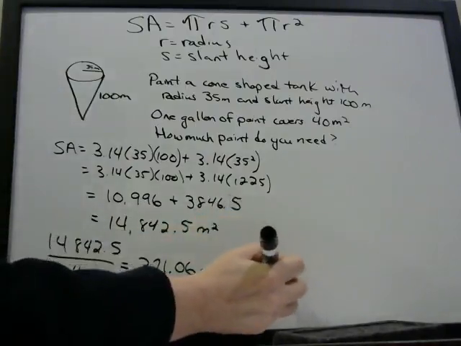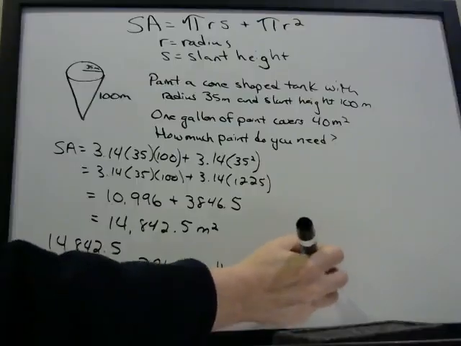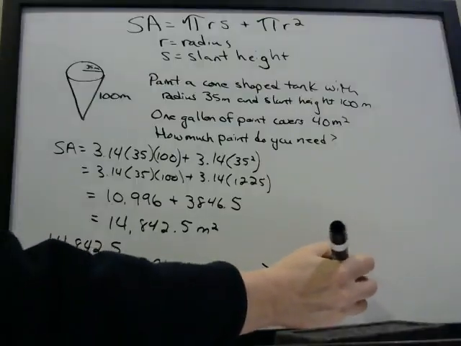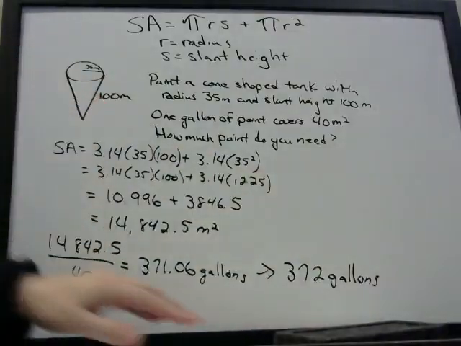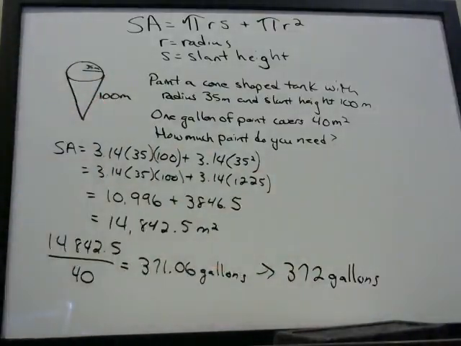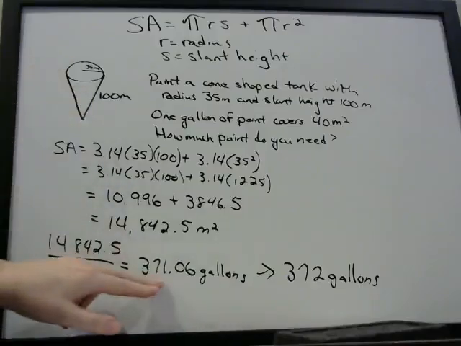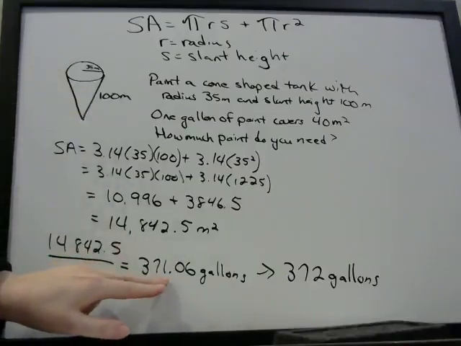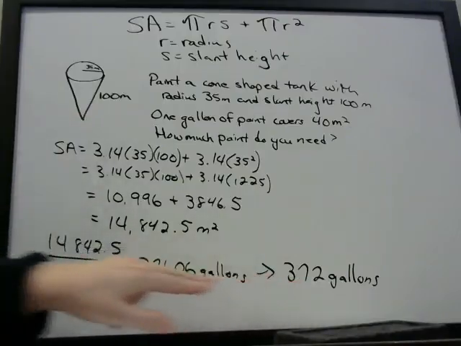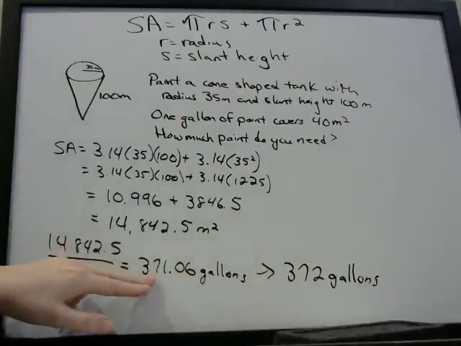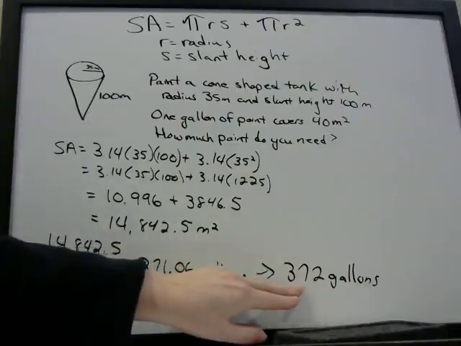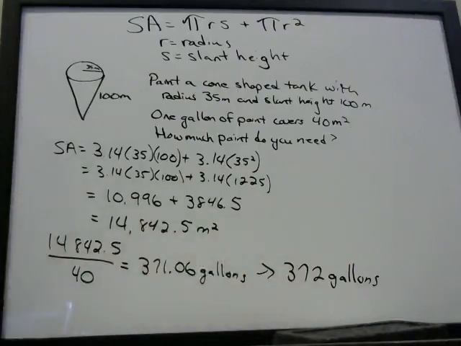So really, we're going to have to buy 372 gallons in order to cover the whole thing. We'll have a little bit left over, but that's how much we need in order to paint the whole thing. So I just want to caution you that sometimes if you get to this point and you don't see that answer there, you're going to have to think a little bit, because they'll probably give you an answer of 371 and an answer of 372, so you need to choose 372.